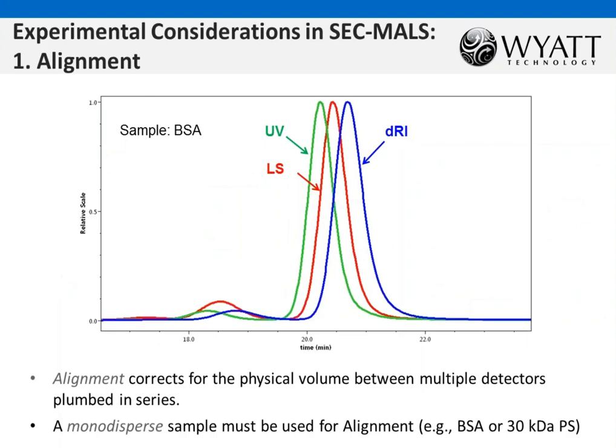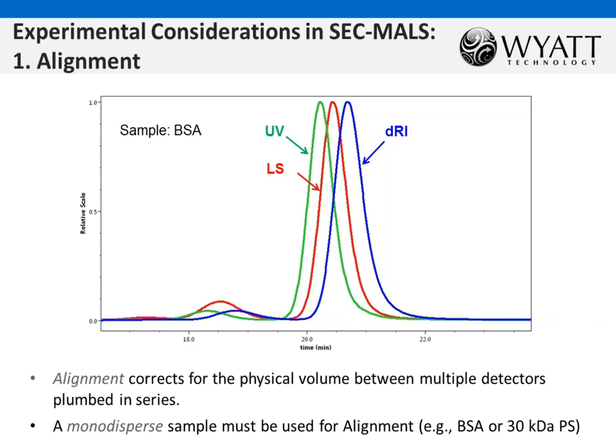Before we can analyze our samples, we need to consider two effects when multiple detectors are used. The first one is called inter-detector delay and must be corrected by alignment. After the sample has been separated by a column, it will pass through the series of detectors as we've seen on the first slide. The UV detector response is shown in green, light scattering response in red, and DRI detector response in blue.